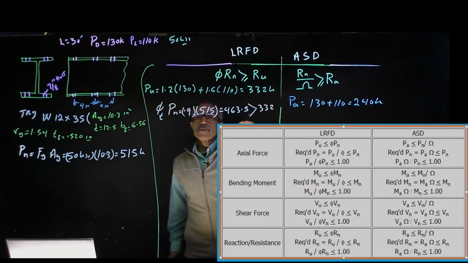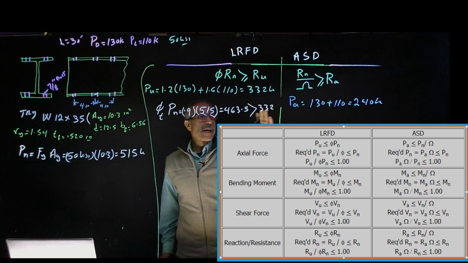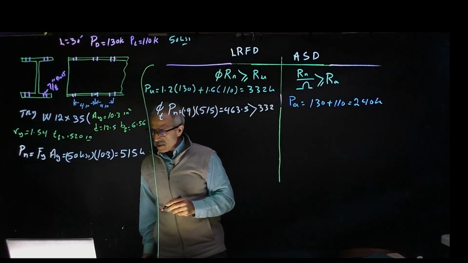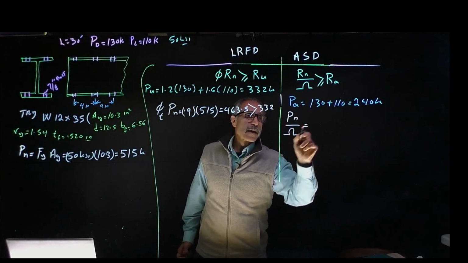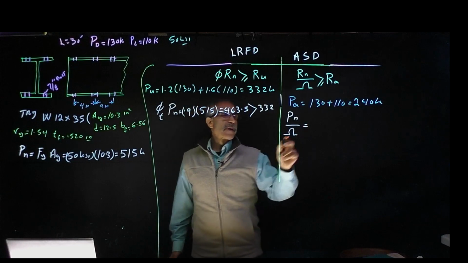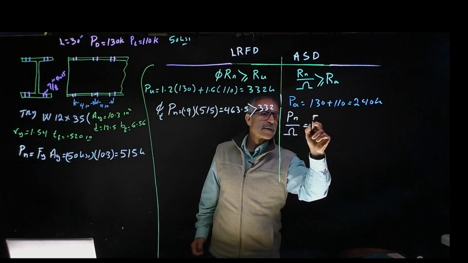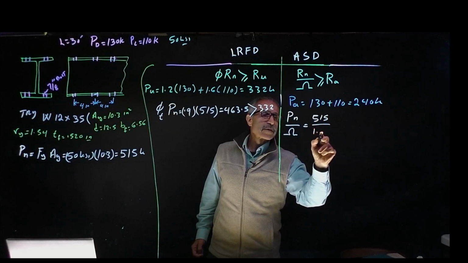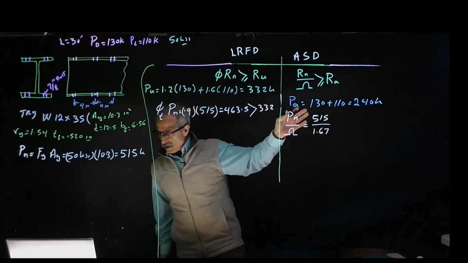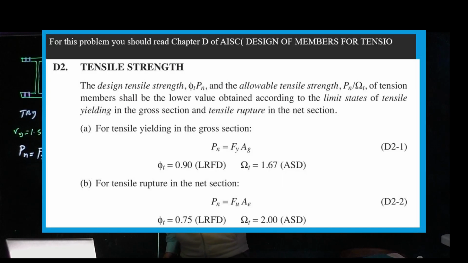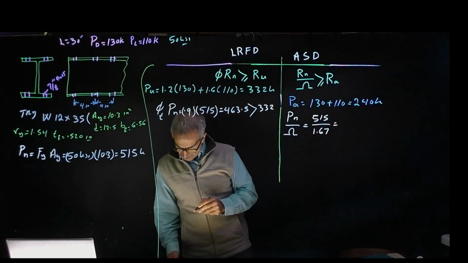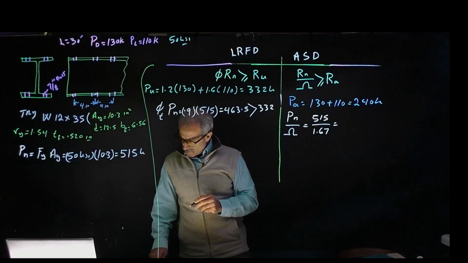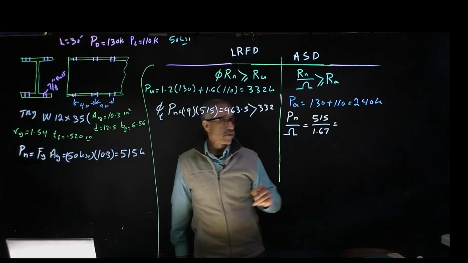Okay, so now we're going to do the same thing for ASD, and for ASD it's going to be Pn divided by omega, and this was 515 divided by 1.67. As I have it on the board, look at what omega and what phi t is. Also look at the relationship between these two. So that comes out to 308.4.